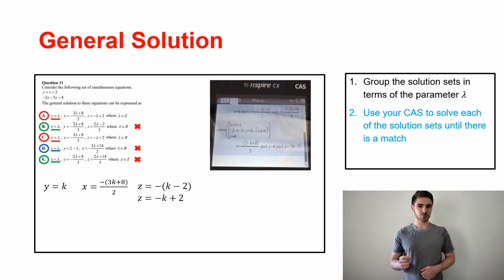The only difference between these two answers is the restriction on lambda. In A, lambda can only be an integer, whereas in C, lambda can be any real number. Solutions to simultaneous equations aren't restricted to just integers. They can be any real number. Hence, C is the only correct answer.